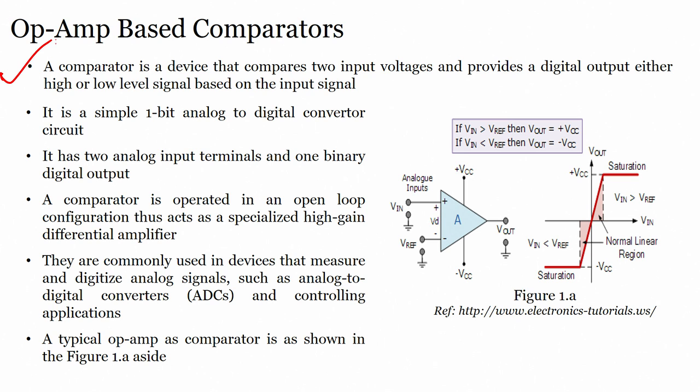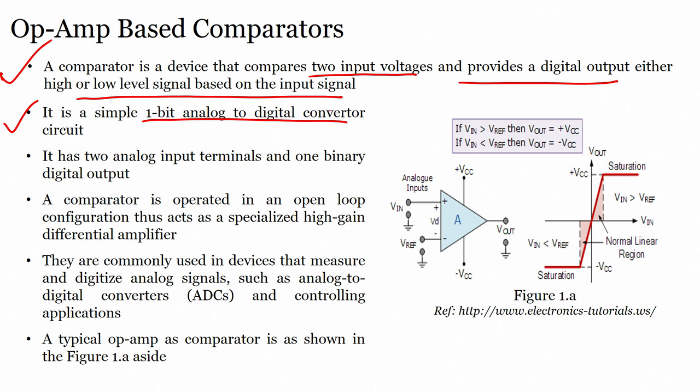Again, a comparator is nothing but two input voltages providing a digital output, either high or low, based on the input signal. That is the first point. Second, it is a 1 bit analog to digital converter. Third, it has two analog input terminals and one digital output terminal. These three things we have seen. Let us see the fourth thing.